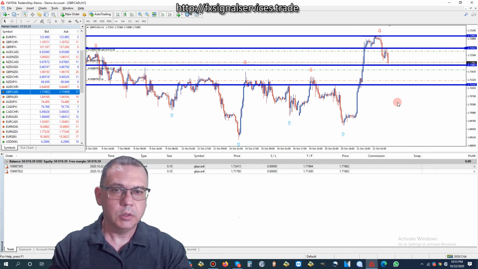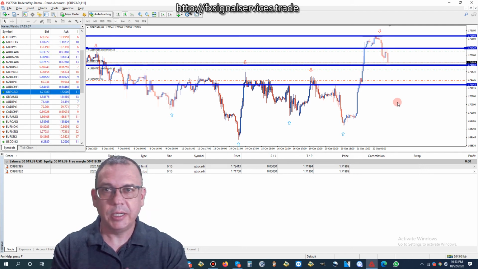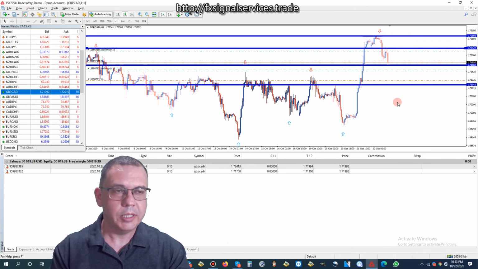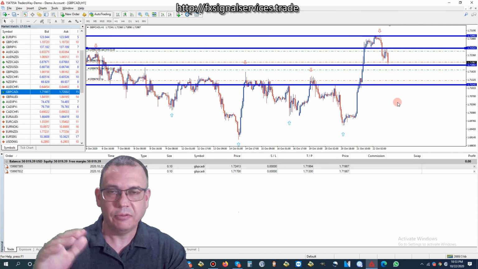All right, so anyhow, this is my free daily signal. GBPCAD is a sell. You can do pending orders like this, or you can just place a sell trade right now and just leave it, because it's definitely going to be dropping.